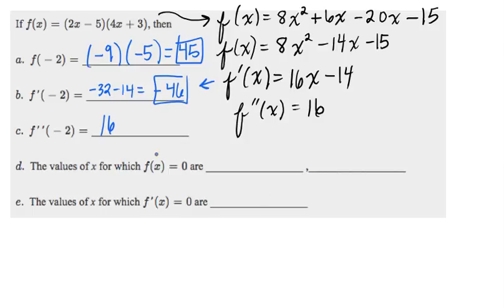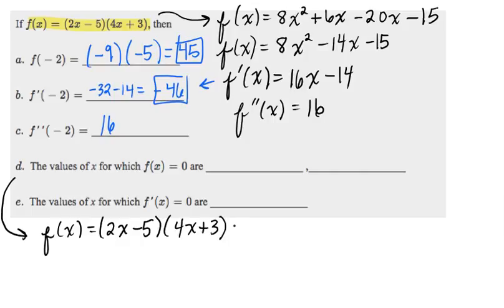Now the values for which f of x is 0. Okay, and we're going to find the values for which f prime is 0. To find where f of x equals 0, we would set the original function equal to 0. I would set this factored version, because it's going to be easier to solve, equal to 0. So setting f of x equal to 2x minus 5 times 4x plus 3 equal to 0.